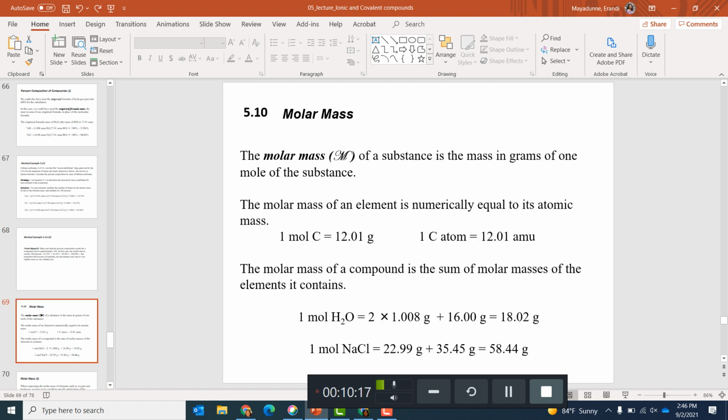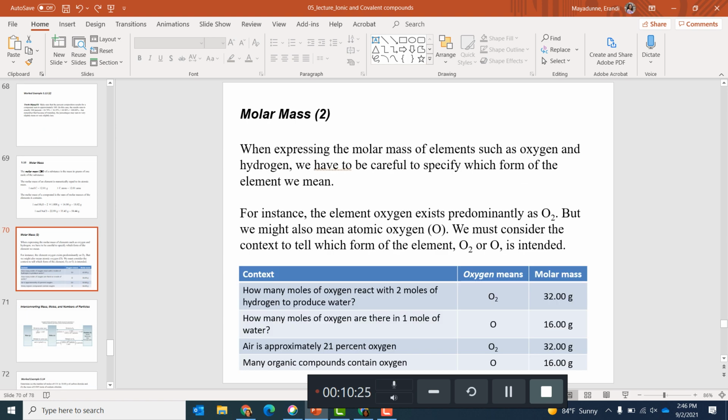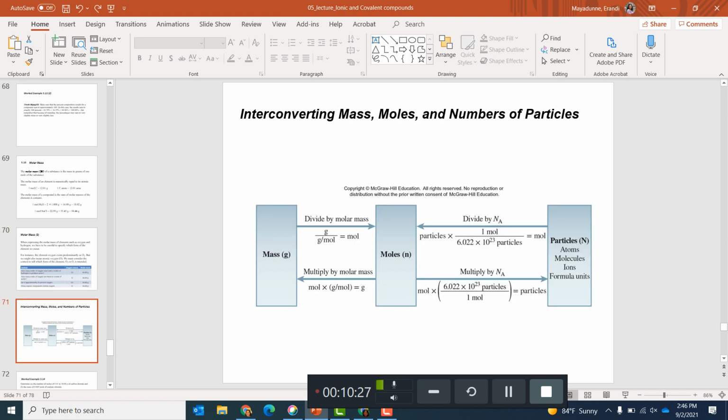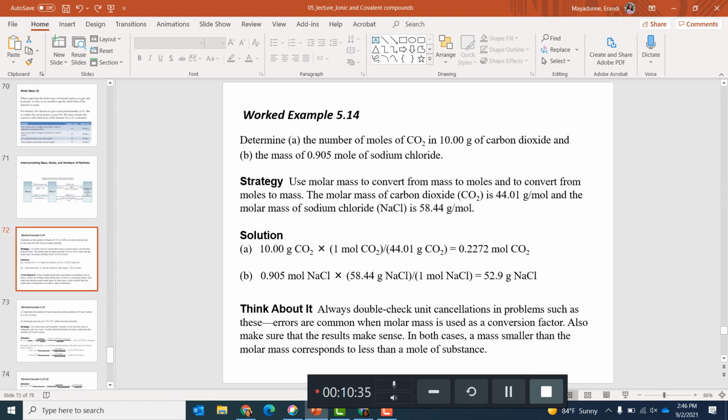So molar mass, we already discussed, is the mass of 1 mole of a compound. We also discussed the mass to mole conversion, and atoms. I have a separate video on this, please watch that. I'm going to do the calculation so it's easy for you, but please refresh the theory part. We did it in, I think, chapter 2.